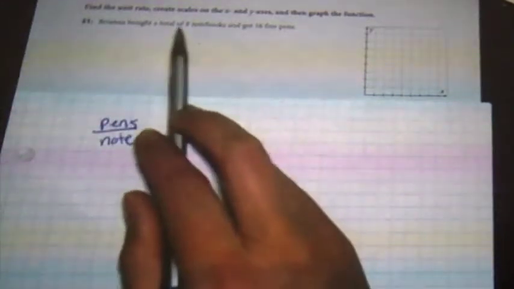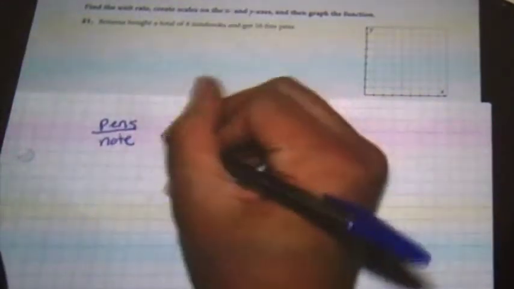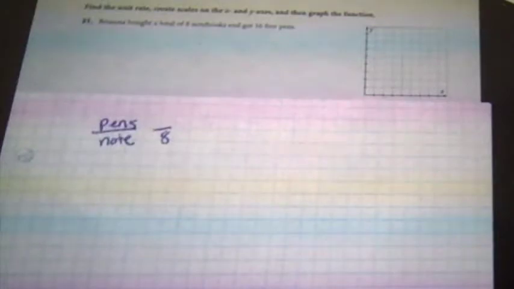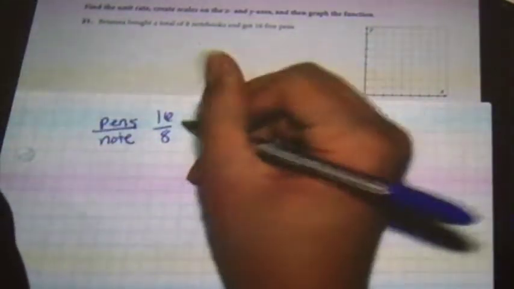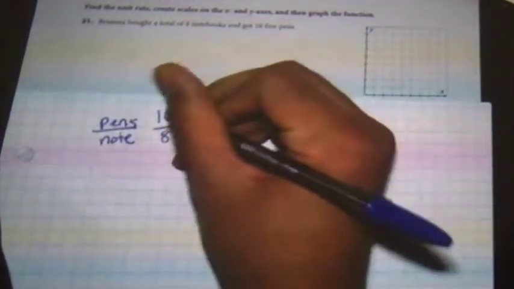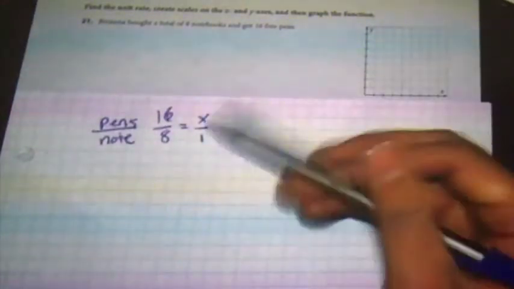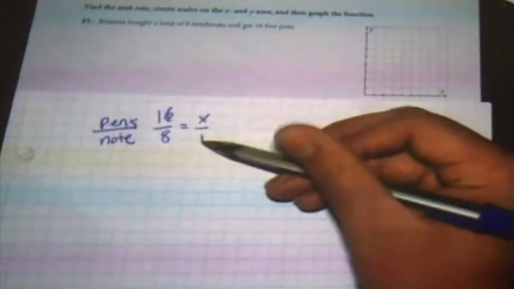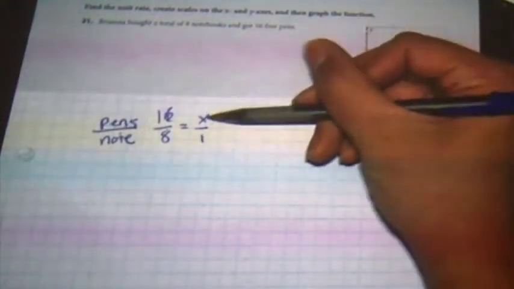So pens per notebook. I have 8 notebooks, so I put 8 on the bottom there where notebooks are, and I got 16 pens for free. So 16 pens per 8 notebooks. So if I simplify that down, first of all, I have that equal to x over 1. And the reason I do it like this is because I want to know if my unit is just 1 notebook, what is this mystery number here?